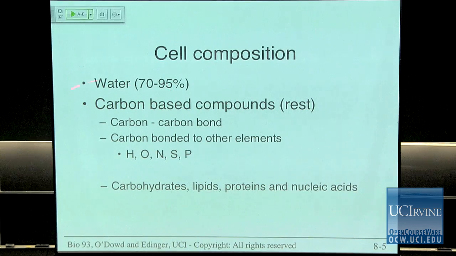Last time we talked about water. This time we're going to focus on carbon-based compounds, looking at carbon-carbon bonds, which we have already done some of, and carbon bonded to other elements: hydrogen, oxygen, nitrogen, sulfur, and phosphorus. And we're going to be talking about the 4 major macromolecules: carbohydrates, lipids, proteins, and nucleic acids. We'll focus on these 2 today.